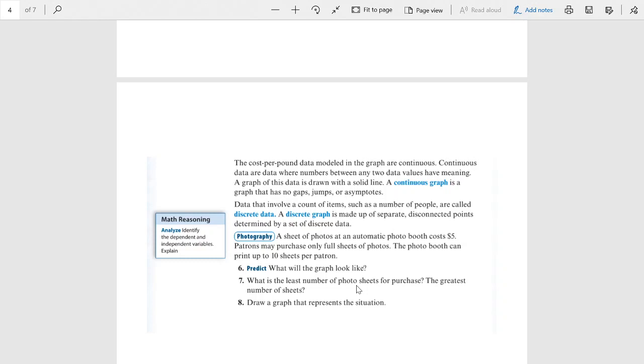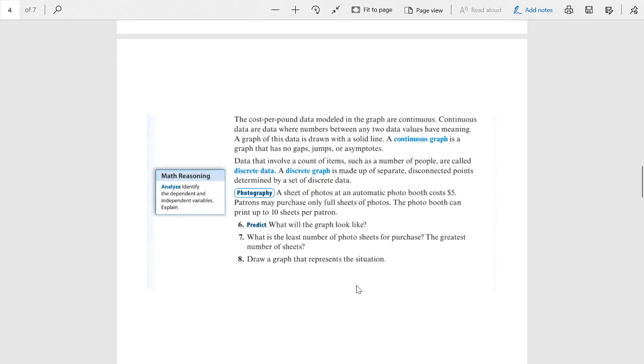Data that involves a count of items such as number of people, something that has to be whole numbers like people or books or things like that, we call discrete data. A discrete graph is made up of separate, disconnected points determined by discrete data. So for example, a sheet of photos at an automatic photo booth costs $5. Patrons can only purchase full sheets of photos. The photo booth can print up to 10 sheets per patron. What will the graph look like?